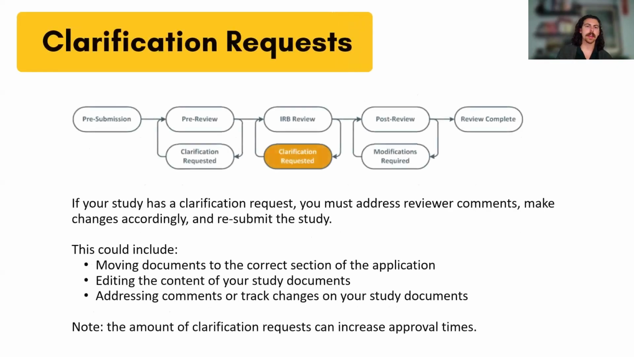And here we are, clarification requests. I mentioned this last slide, but let's say you submit your study and your reviewer has made a comment or has asked you to change something on your study and then resubmit. You'll see that the flowchart on your study workspace will actually shift from either pre-review or IRB review to clarification requested. And this basically means they're going to leave you a message. They're going to attach any specific documents telling you exactly what needs to be changed.